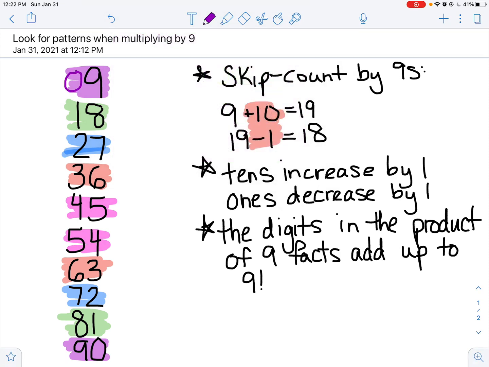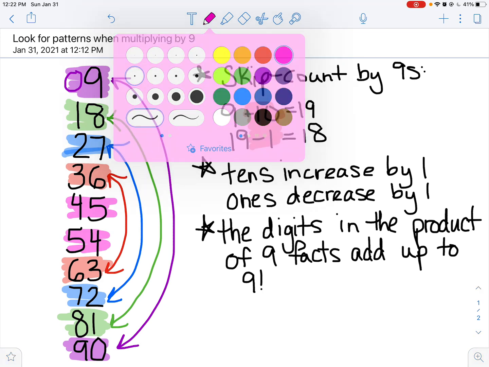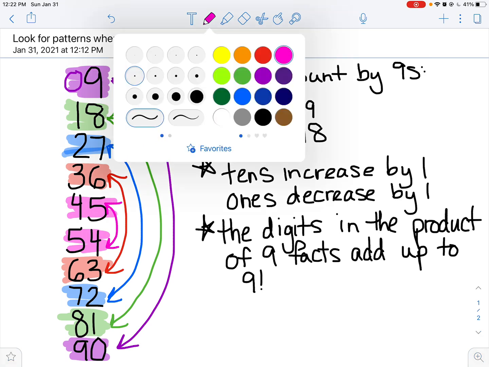So 9, we can sort of imagine that there's a 0 in front of the 9 because there are 0 tens. We just don't write it. But that's backwards of 90. Look at our 18, 81. It's switched. 27 and 72. 36 and 63. And 45 and 54. Isn't that really cool?